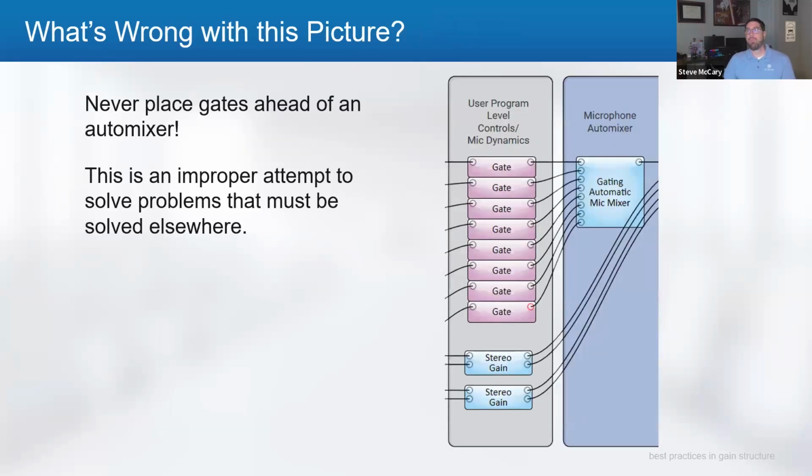Okay. The one thing that we see a lot, so we have to point this out: never place a gate in front of an auto mixer. We see people do this all the time where they've got some kind of noise on the line and they feel like this is going to solve it.